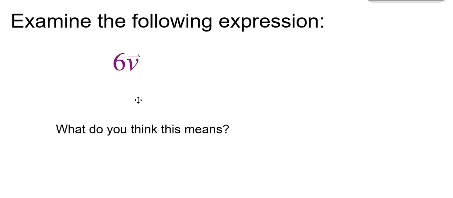So obviously when I look at it, what I see is that I have a vector, vector v, and it's multiplied by a scalar, simply the number 6. And the nice thing is that it means pretty much exactly what we hope it means. It basically means that I'm going to take vector v and multiply the magnitude by 6. So it's simply going to be a vector in the same direction, but 6 times as large.